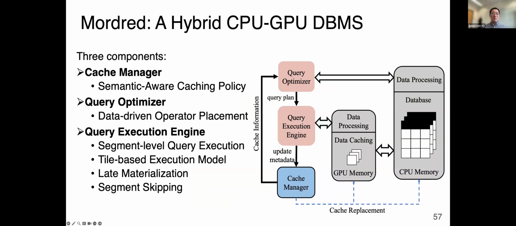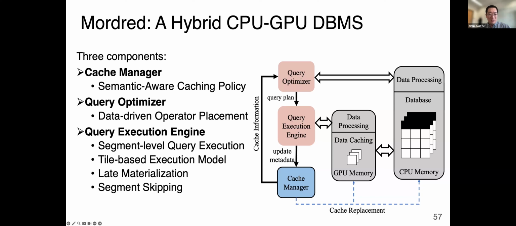So we built Mordred, which is a hybrid CPU GPU database. At high level, Mordred has a cache manager. The cache manager uses a semantic aware caching model to determine what data should be cached in GPU. By the way, the cache manager itself runs in CPU. The logic runs in CPU, and the CPU decides what data to cache in GPU, and updates the frequency counters, because GPU is not really great for this control logic. So all of those happen in CPU.